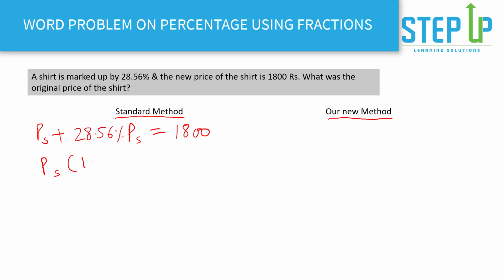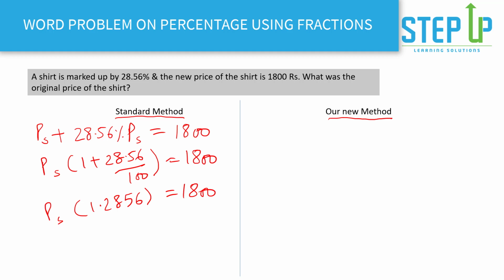That means if you take the price of the shirt common, P into 1 plus 28.56 by 100 equals 1800. Or you can say P into 1.2856 equals 1800. Or you can calculate the price of the shirt as 1800 upon 1.2856. I mean, after doing all these equations, still you are left with this number. And imagine, this is like a nightmare. Who wants to waste so much time in the exam? Plus, even if you get it right, there could be a chance either you wasted a lot of time or you end up with the wrong answer.